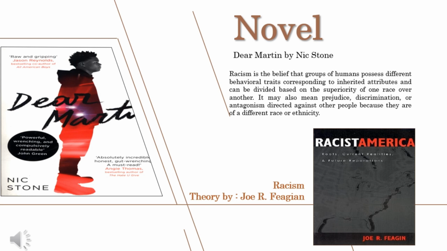Nic Stone's Dear Martin is the novel I utilize. This novel has an issue about racism theory by Joe R. Feagin. Racism is the belief that groups of humans possess different behavioral traits corresponding to inherited attributes and can be divided based on the superiority of one race over another.